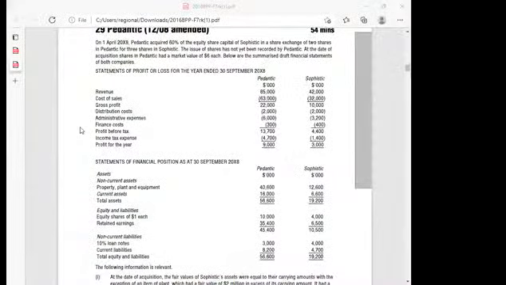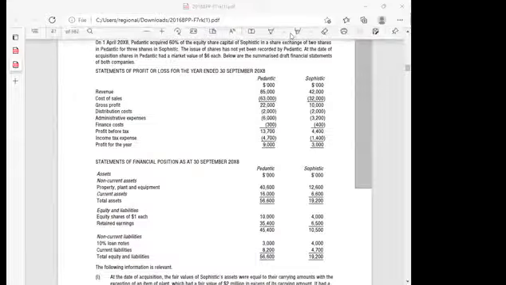Yes. Ladies and gentlemen, so let's come here. We are told here that on 1st of April 20x8, Pedantic acquired 60% of the equity share capital of Sophistic in a share exchange of 2 shares in Pedantic for 3 shares in Sophistic. The issue of shares, that's not important to me.